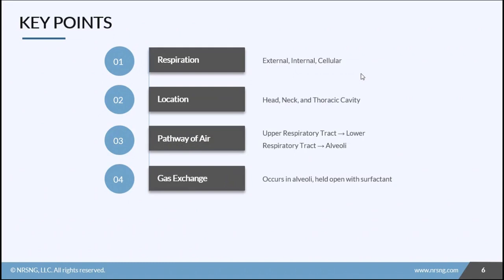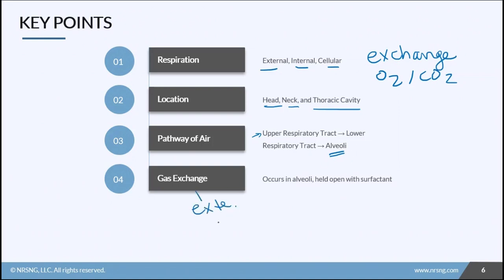So let's recap. Make sure that you know the terminology, external versus internal versus cellular respiration. They all involve exchange of CO2 and oxygen in some form or fashion, just in different locations. And of course, remember, inspiration is the process of breathing in, and expiration is the process of breathing out. Now we find the respiratory system in the head, neck, and the thoracic cavity. The air flows from the upper respiratory tract, which is the oral and nasal passages plus the pharynx, down to the lower respiratory tract, the trachea, bronchi, bronchioles, and then to the alveoli. This is where your gas exchange occurs. That gas exchange in the lungs, remember, is our external respiration. And remember, the alveoli are held open with surfactant and also have macrophages in there to try to protect us from foreign particles in the air.